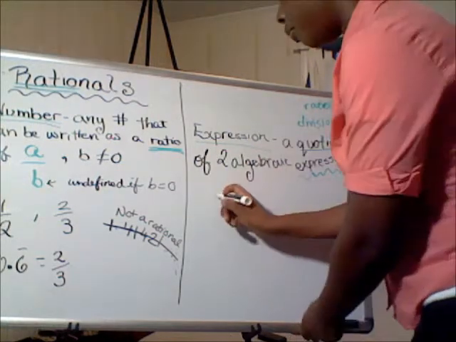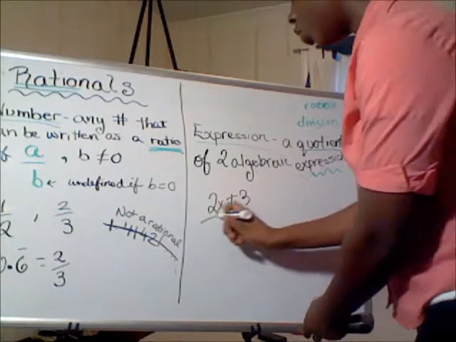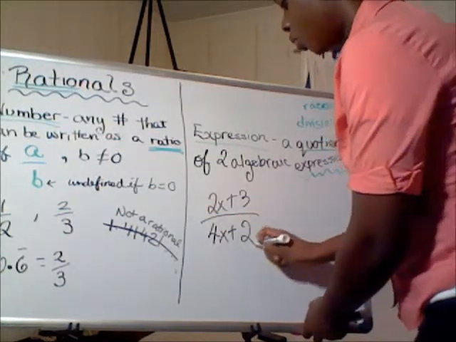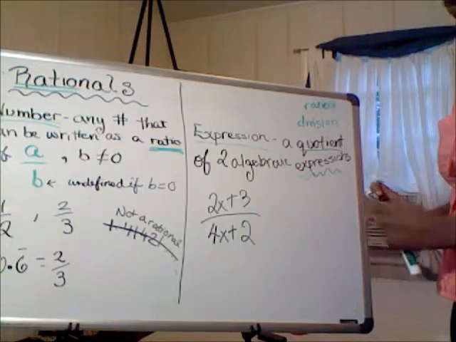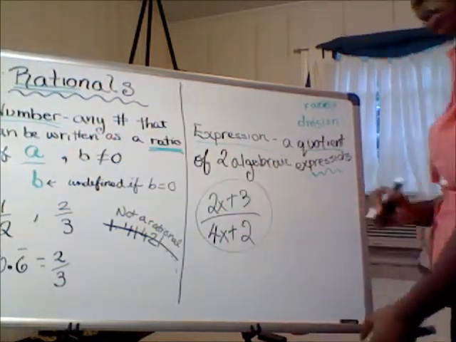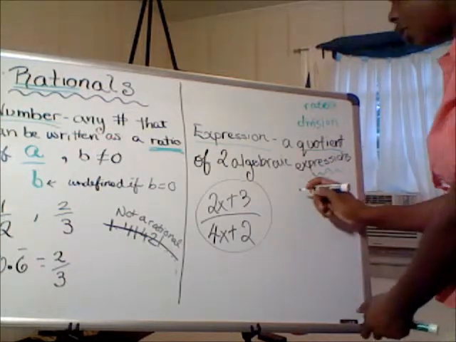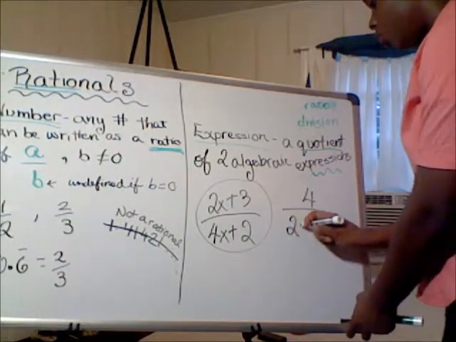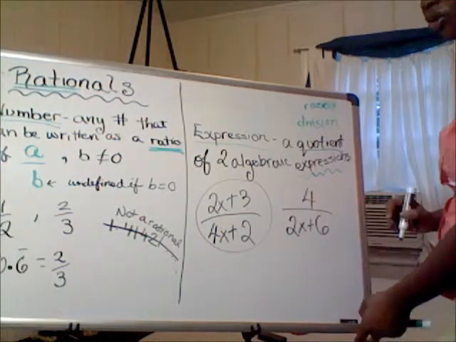So for example, 2x plus 3, that's an algebraic expression. And then 4x plus 2 is another algebraic expression. So this is considered a rational expression because it's a quotient. They're both divided. They're written as a fraction. Okay. So another quotient could be 4 over 2x plus 6. That could be considered another rational expression.